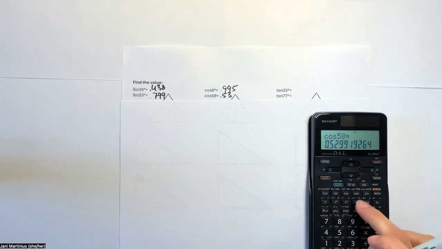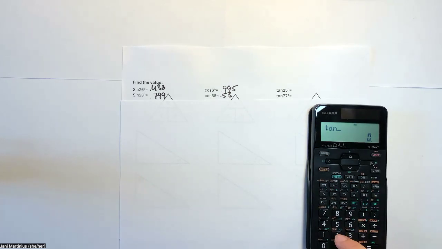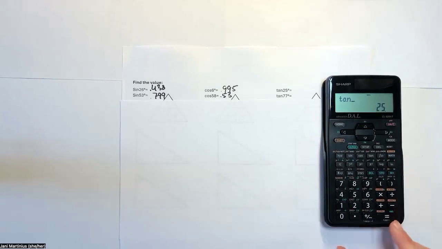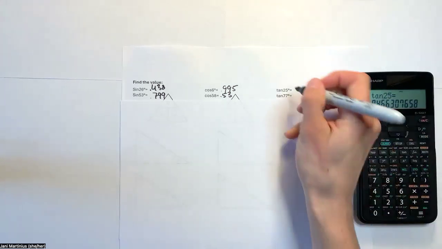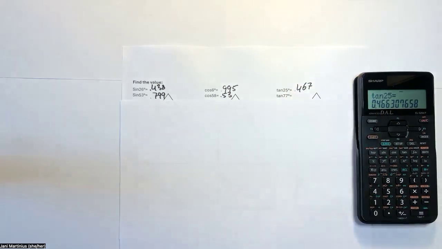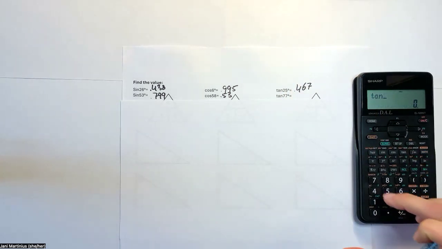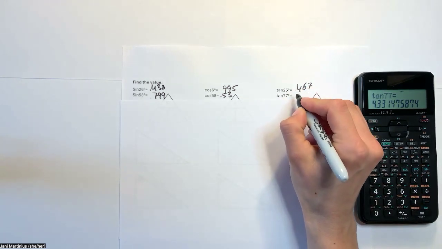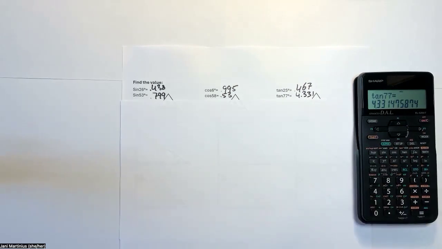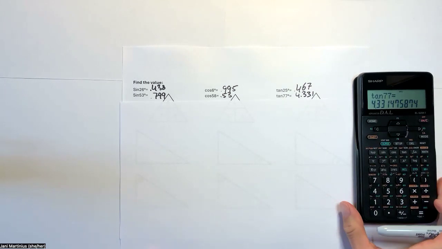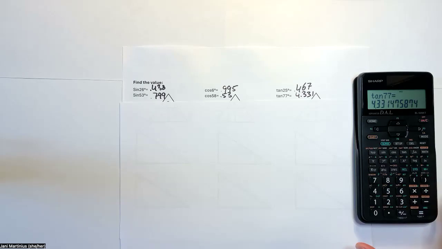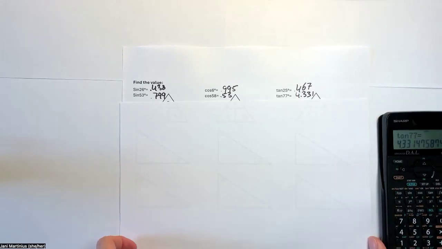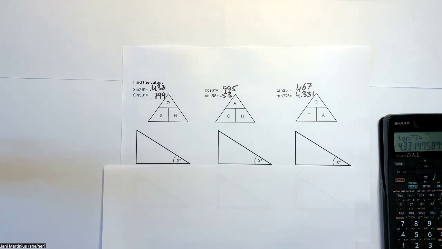Okay, let's move on to tangent. We're hitting the tan button and 25. There you go. 0.467. And one more, tan 77, 4.331. Alrighty, so from here, I hope that made a little bit of sense. And now we can actually move on to see what we're actually going to do.